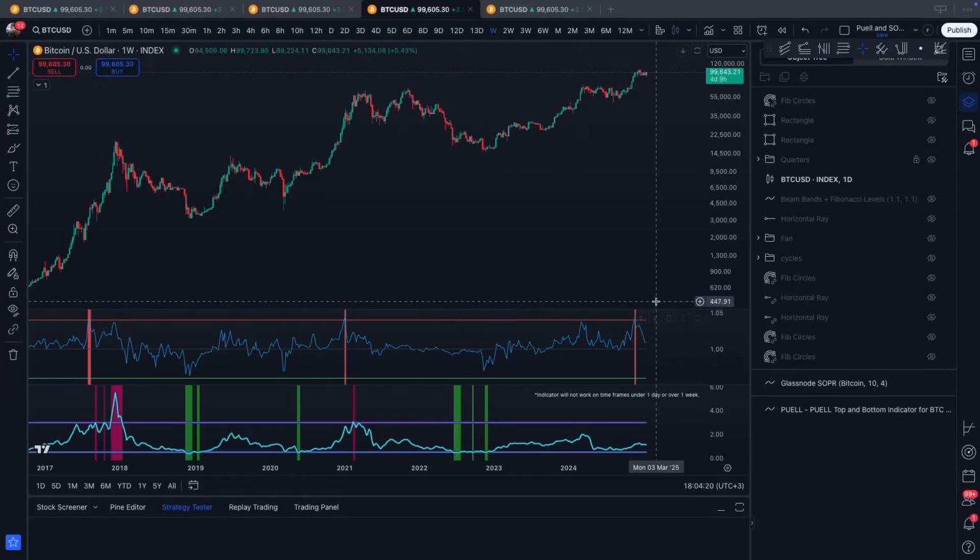But for me, the top for this, you can see in every cycle, after the first one, you always have a second one. Okay, the first one, the second one, and I'm waiting for that second one right now.